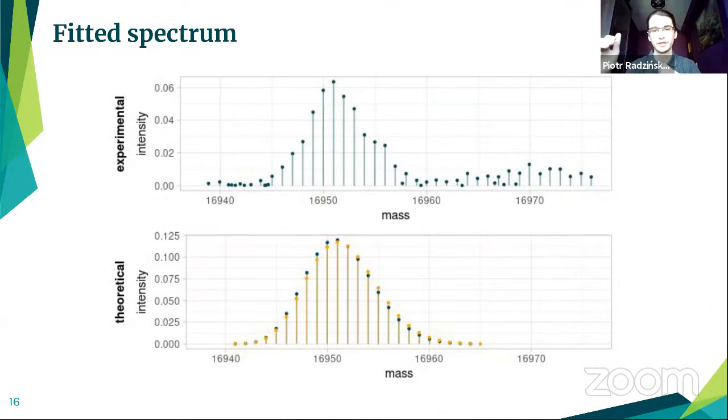On the higher plot, there is a myoglobin experimental spectrum. And on the lower plot, there are two colors. The dark one is a theoretical spectrum of myoglobin, and the orange one is the fitted spectrum. So we see that this idea works pretty well. And if we fit the spectrum, we can take from it the average mass, we can take the variance and put them into the previous algorithm to obtain the final prediction.